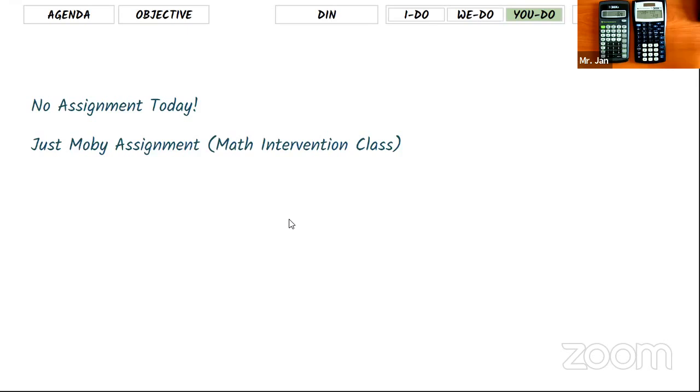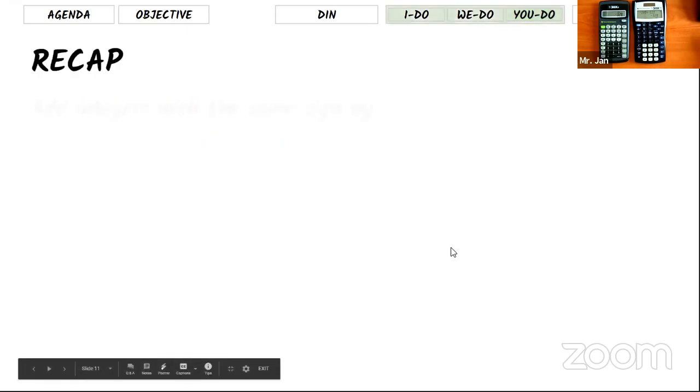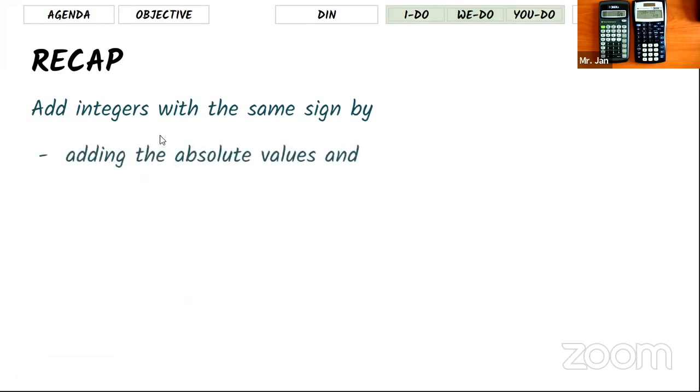But make sure you're practicing how to use calculators, okay? And then for the recap, the conclusion of today's lesson: when you add two integers with the same sign, you just need to add the absolute values, meaning the numbers themselves without thinking about the sign, and then put the common sign. If the numbers are positive, put a positive in front of your result. If the numbers are negative, put a negative sign in front of your result.